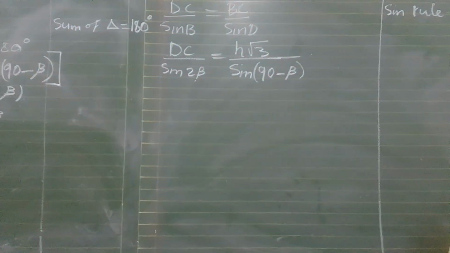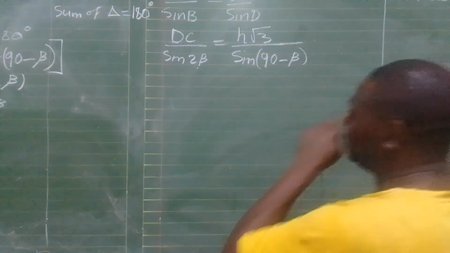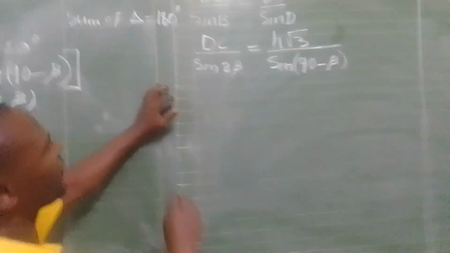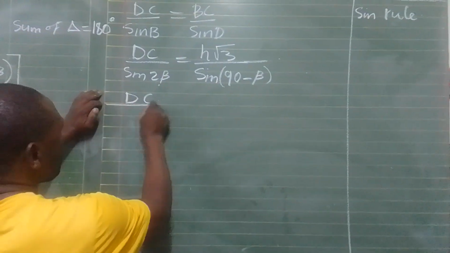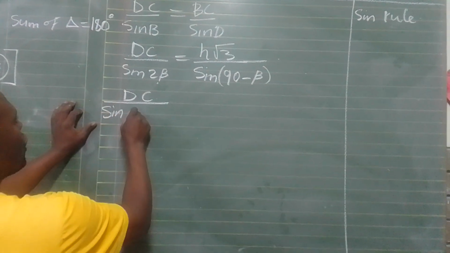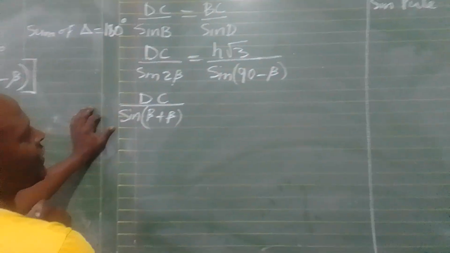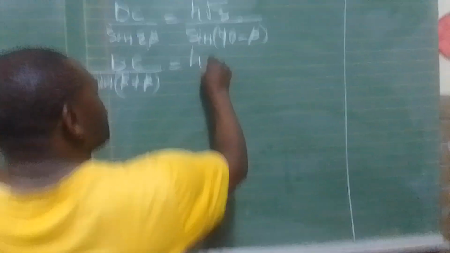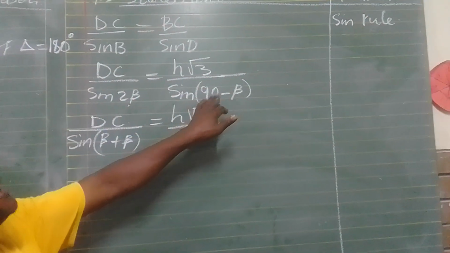Now there is something that is going to come into play. Let's work on this side. DC, which is what is needed from us, over sine 2 beta, which is the same as sine of beta plus beta, is equal to h root 3 over sine of 90 minus beta.